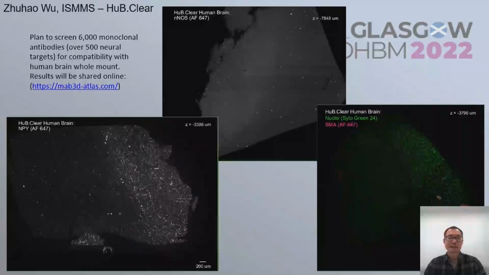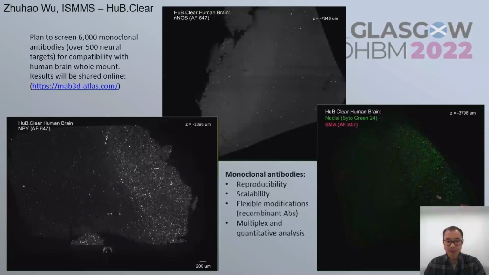Such a data set is not currently available in the field, which we believe is a major limitation for people to adapt human brain HOMA IHC. We'll share our results online. We focus on monoclonal antibodies, of course, because of their reproducibility, but also because of their scalability, given they are a renewable reagent, which is critical for profiling large samples like the human brain, among other factors that I'm not going to discuss today.